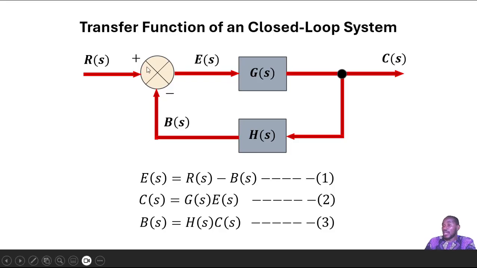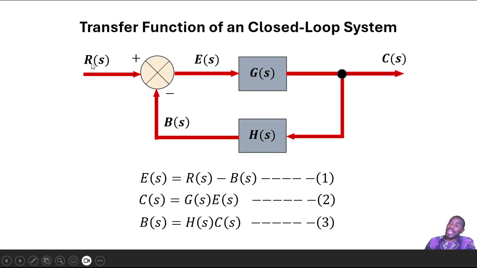So this is your signal A of S. This is your feedback signal B of S. And this is your forward loop transfer function, G of S. This is your feedback transfer function, H of S, right? And then your output is C of S.